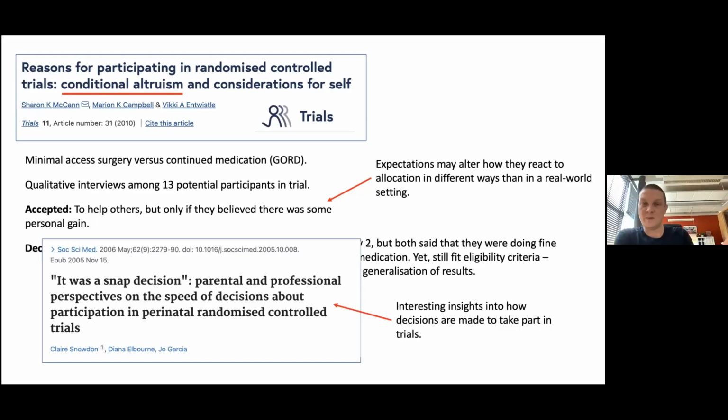I don't have time to talk about this paper, but this is a great paper. It's called "It Was a Snap Decision: Parental and Professional Perspectives on the Speed of Decisions About Participation in Perinatal Randomized Controlled Trial." Super interesting results from the parents and the professionals' view about how the reasoning went in a quite stressed environment of taking part in the trial or not. Worth reading if you're interested. And I think that's a very nice way of studying this phenomenon. Okay.